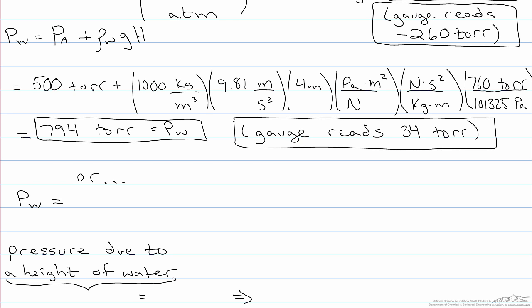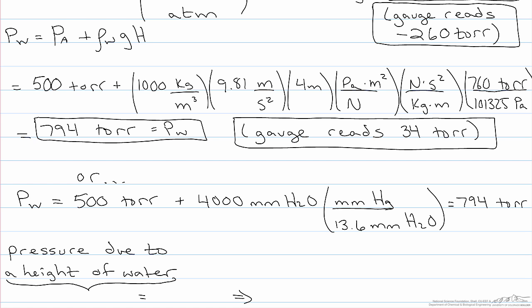Another way to calculate the second part would be to take the height of the water and then multiply that by the ratio between the millimeters of mercury and the millimeters of water that would make the same pressure difference. So that would look like this. We take our 500 torr, that is PA, and we add to it 4 meters of water, and then translate to how many millimeters of mercury that would equate to. And this 13.6 is obviously the specific gravity of mercury.